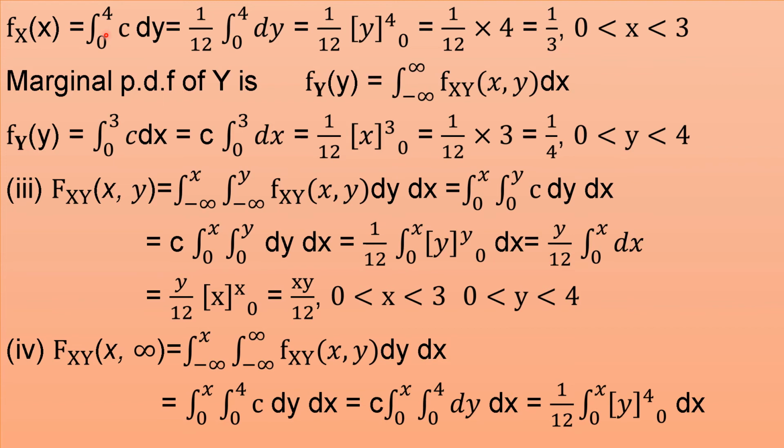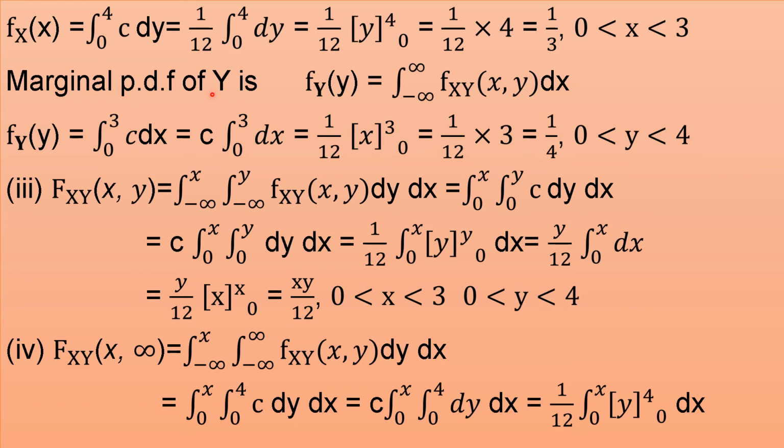So that integrand fxy of x comma y is c, kept outside the integral sign, which is 1 by 12. Integral 0 to 4 dy means y, differentiate 4 and 0. 4 minus 0 is 4. So this integral will be 4. 1 by 12 into 4, or it is 1 by 3. And x varies from 0 to 3. For all x values from 0 to 3, the marginal probability density function fx of x is 1 by 3.